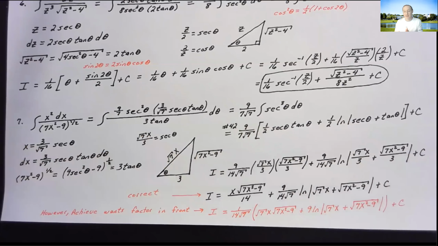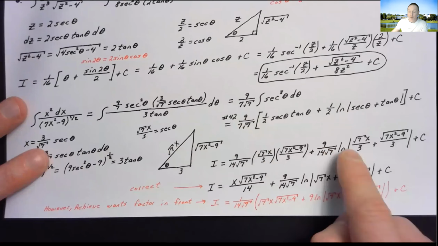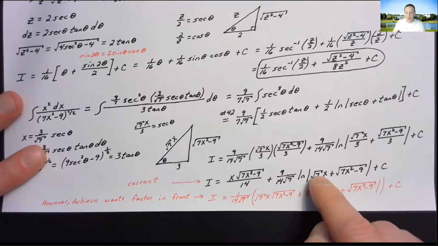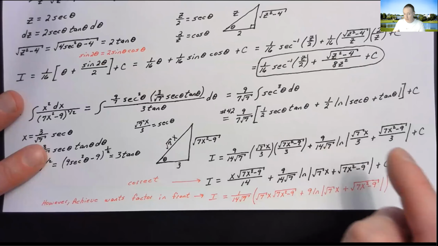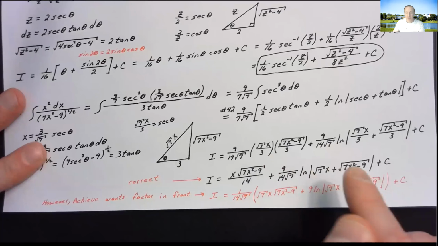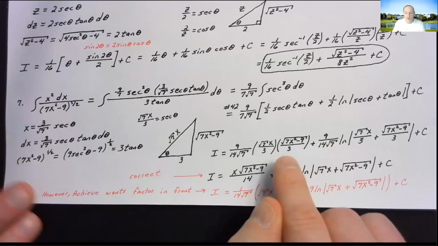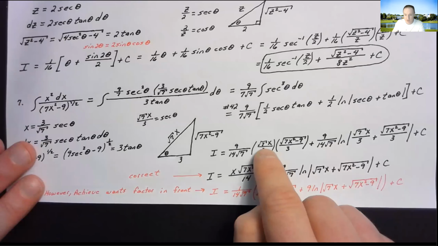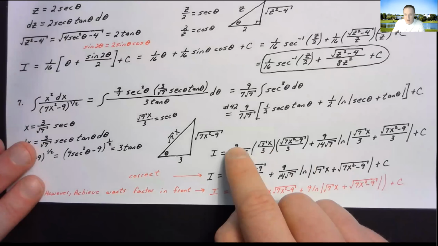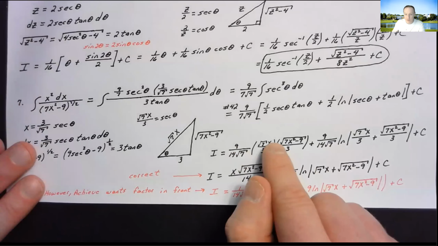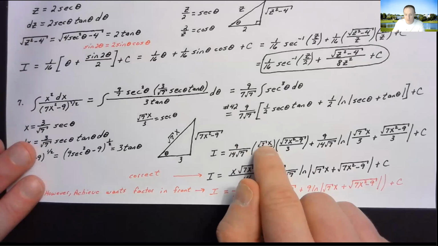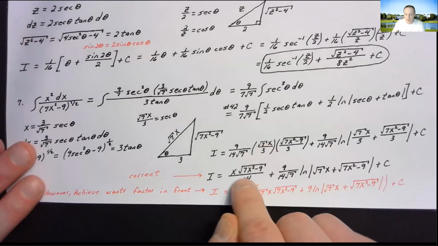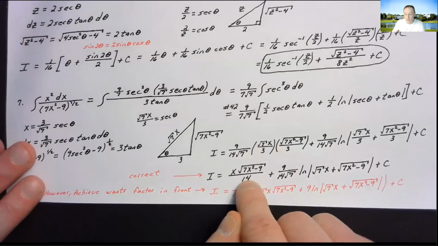Now, there's a couple of things I want to talk about. My next answer here is actually gorgeous. But Achieve didn't like it. Let's talk about why. So first thing I want to talk about is the simplification. We can see in this first one, these 2 3s cancel with that 9, and this root of 7 cancels with this root of 7. This is better written as x times the root of 7x squared minus 9 all over 14. That's a nice answer there.